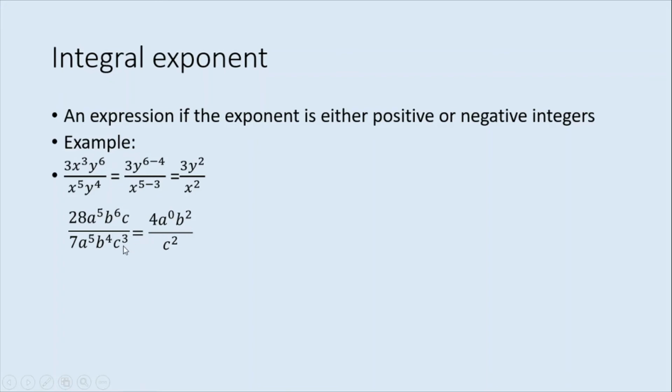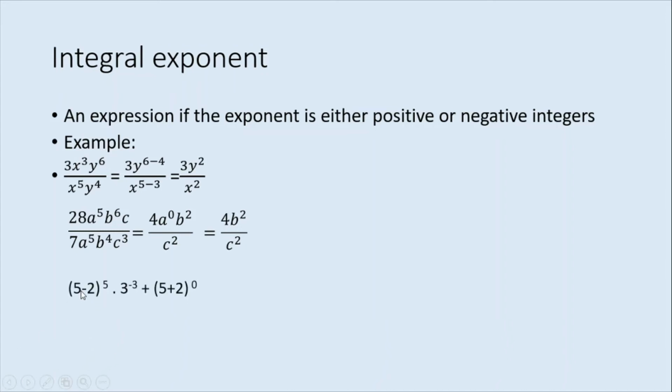c cubed over c, the higher exponent is in the denominator, so the c is in the denominator. Now, since the only one raised is a, raised to 0, that is 1. Times 4, that is 4b squared over c squared. That's the final answer.